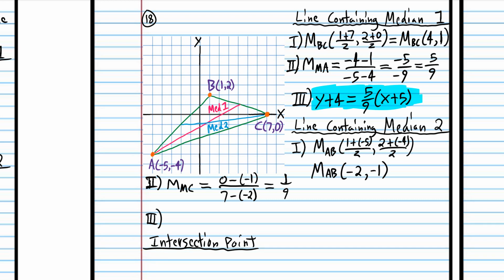we have the slope. So I'm going to use point C, so we have y minus 0 is equal to the slope we just found times x minus 7, and that is the equation of the line containing median number 2.